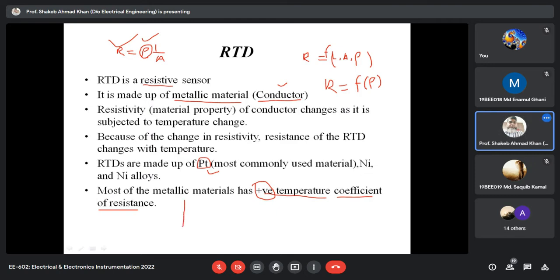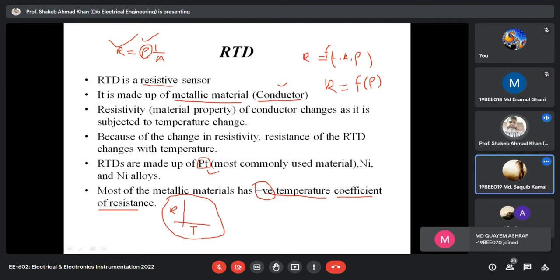The meaning is that if we are drawing the R and T curve for any RTD, then what do you mean by alpha with respect to this curve? Slope. Slope of the curve. Correct. Good. So it will be slope.